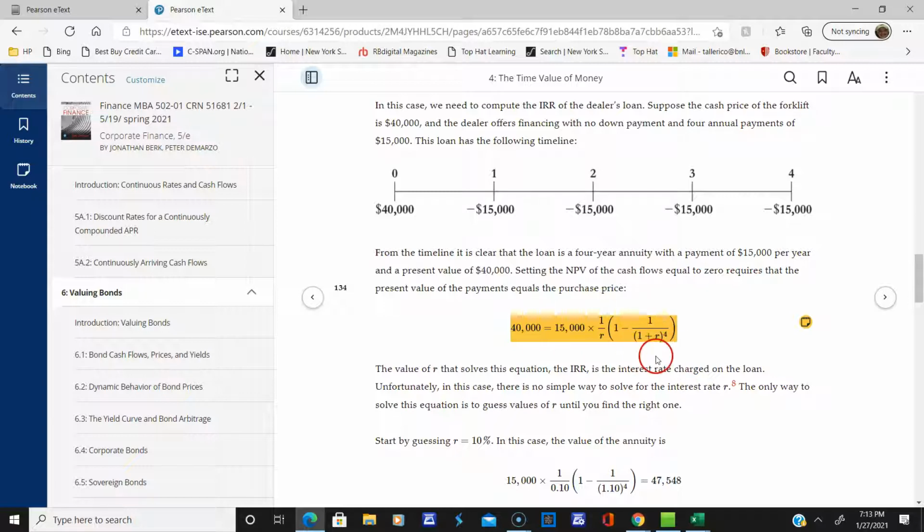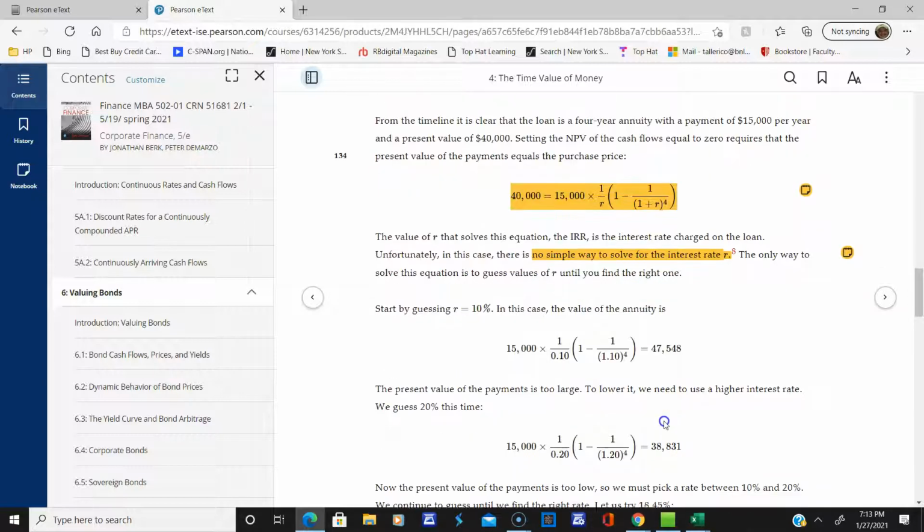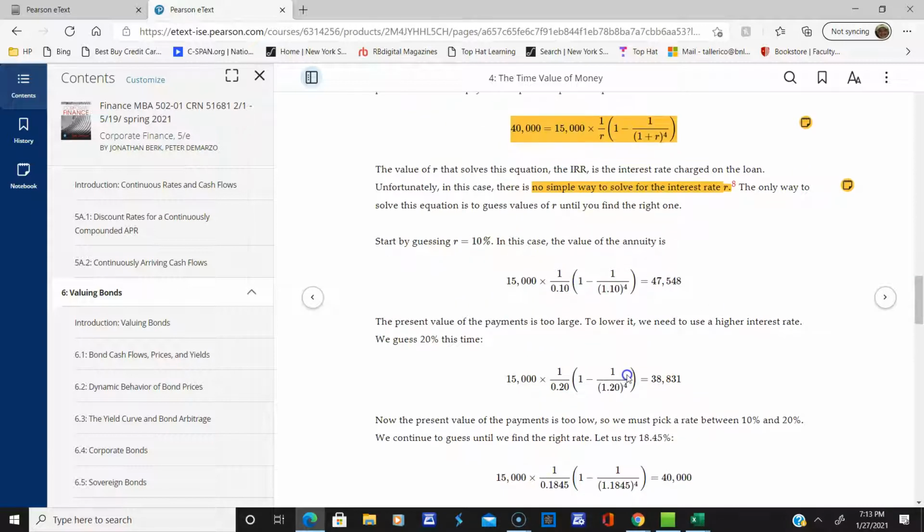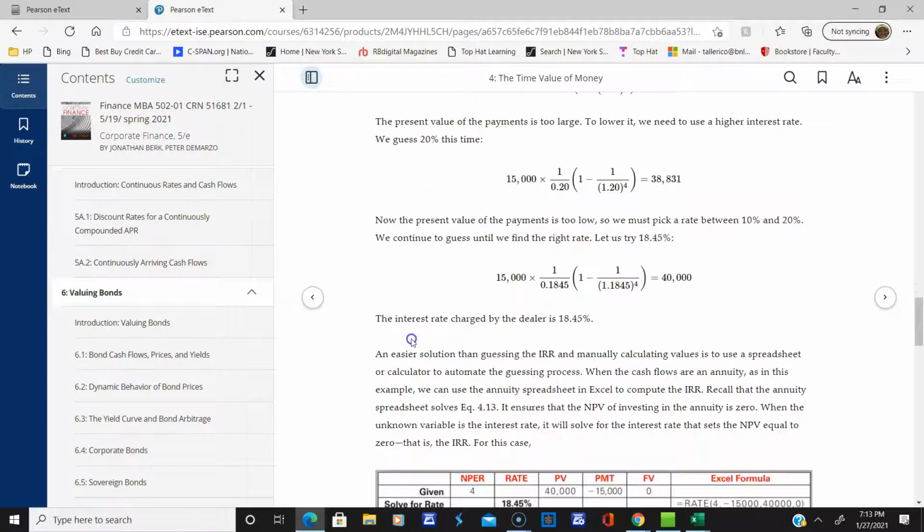And basically, you would use Microsoft Excel to solve this, because as you can see what they say here, there really is no simple way to solve for the interest rate. What we're going to learn in chapter, I believe, 7 is there are a lot of pitfalls to the internal rate of return, so we'll spend a lot of time on that. So they start guessing here, but you don't have to guess, because we're going to use Microsoft Excel. And they keep guessing and guessing and guessing. And the interest rate charged by the dealer is 18.45%. And that's the correct rate, as you can see here. Okay?